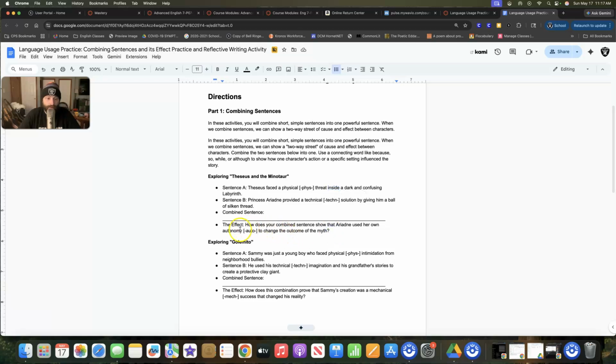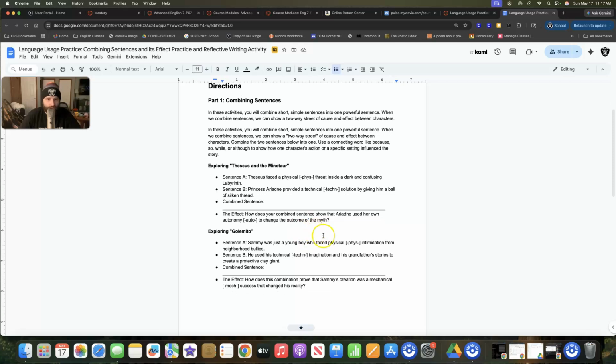Now, if you don't, auto is self. What does autonomy mean? Like, think about it. Like, self. Was she told to do this? Was she asked to do this? Or did she just do this of her own free will? And so because of her ability to do this, why did she change the outcome of the myth? How would the myth have been different without her? Just be thinking about the effect here.